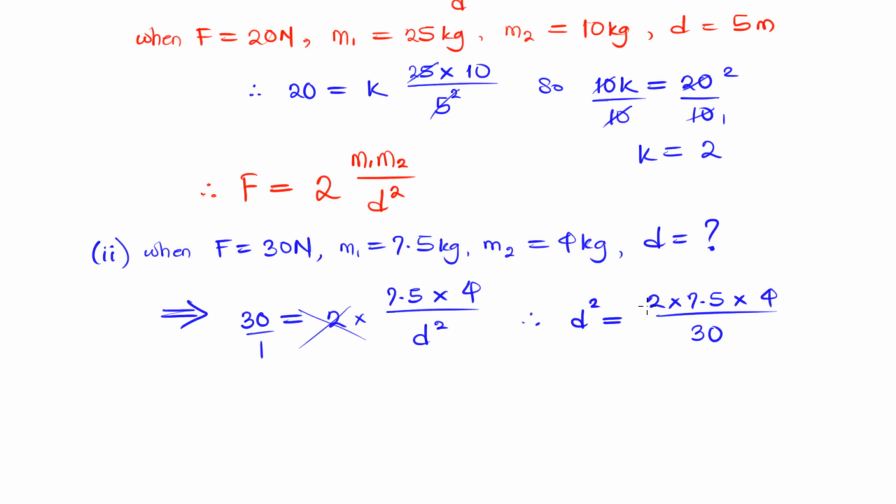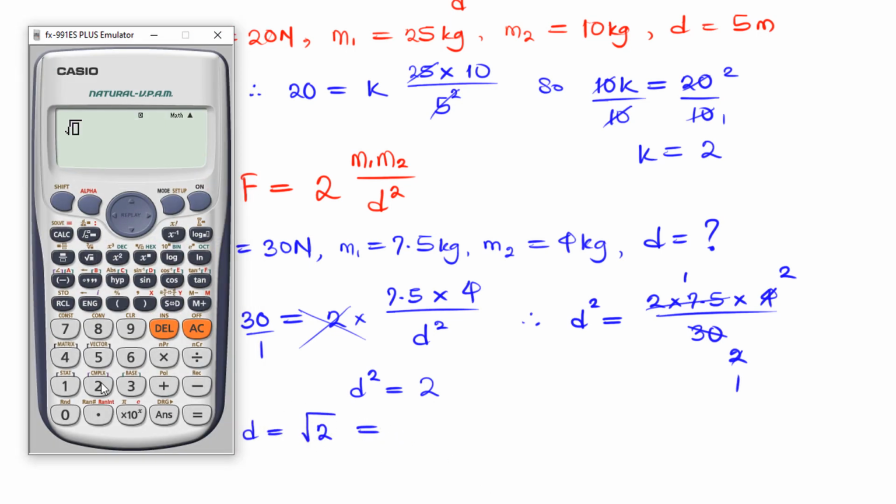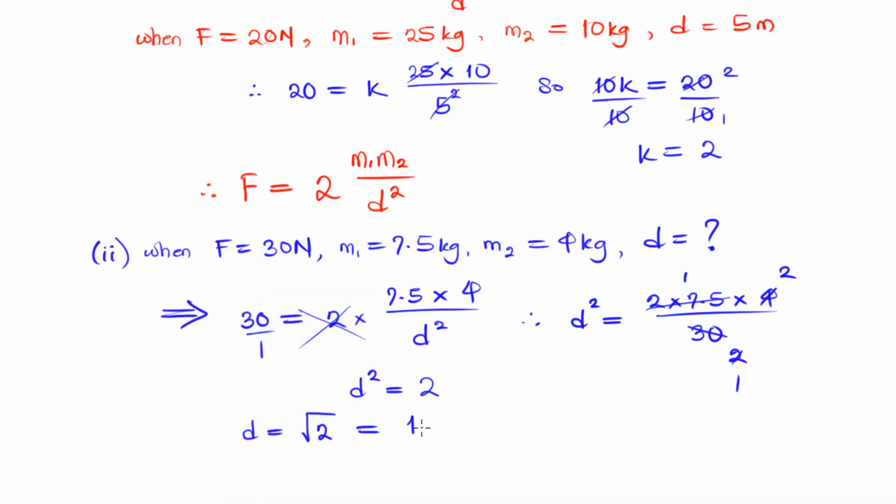2 and 7.5, that is 15. So 15 here 1, 15 in 30 is 2. 2 can go in 4, 2 here 1, 2 here 2. That means D raised to power 2 is equal to 2, so that D will be the square root of 2, and the square root of 2 will be 1.414, okay? Root 2, 1.4142 meters. All right, that's the solution to our problem.